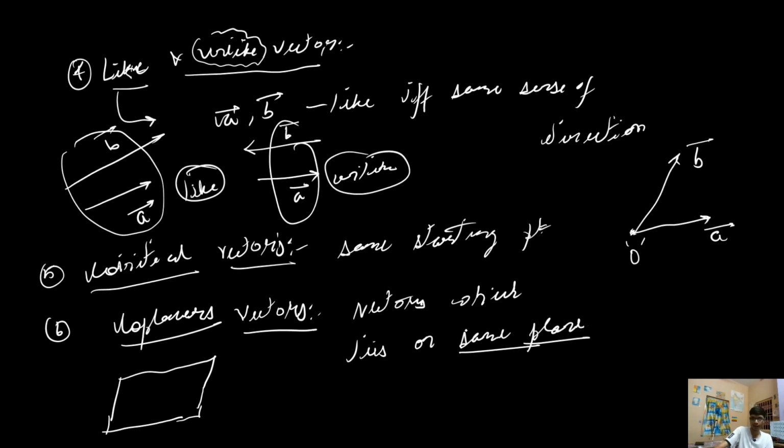So with this let us move on to the seventh type of vector, that is known as coterminous vectors. Similar to the concept of co-initial vectors, two vectors are said to be coterminous if they have the same final point.